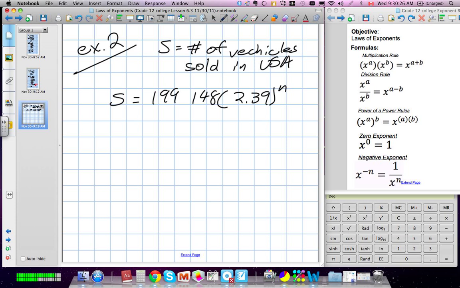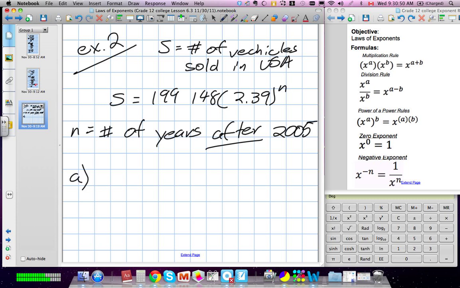N represents number of years since the year 2005. So N equals number of years after, that's very important, 2005. Okay? Question A asks us, evaluate this equation when N is equal to 0. So we're going to look over at our new rules. I put two new rules on here, exponent and negative rule. Which applies to this? 0 exponent.